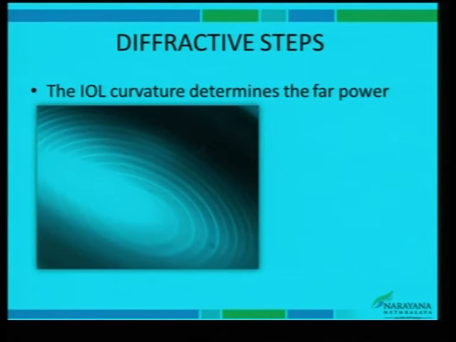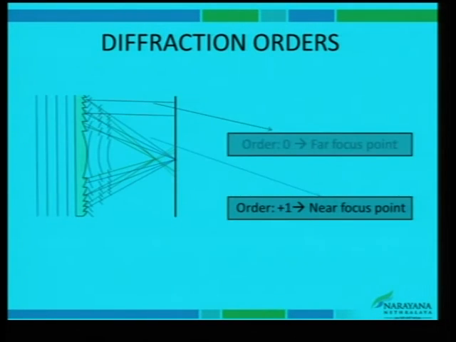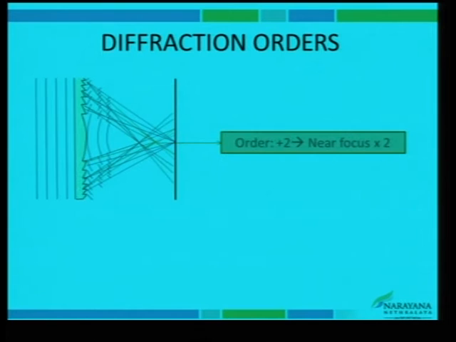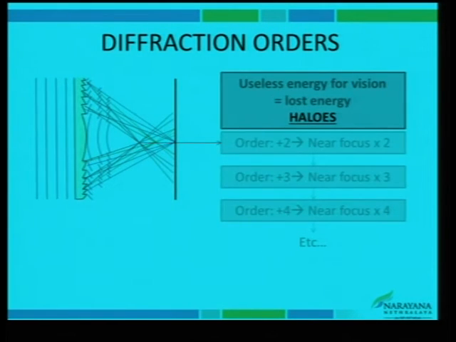So in the diffractive steps, the IOL curvature is what determines the far power. The diffractive grating is providing the addition. The zero order is devoted to distance focus. The first order is for the near focus. And all higher orders are contributing to either loss of contrast or towards halos.